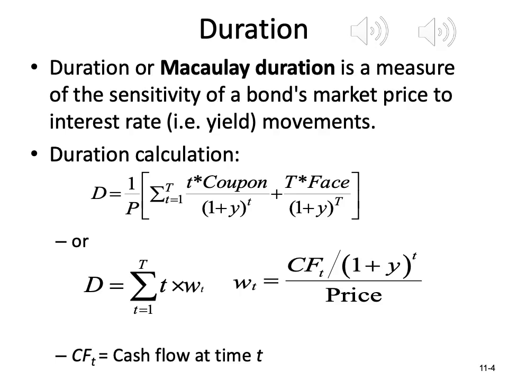The Macaulay's duration calculation is rather complicated. D, the duration, or Macaulay's duration, is 1 over P times the discounted cash flow weighted time. So the duration is in the unit of time. If you want to take a closer look at this formula, duration D is actually the weighted average of time, while the weight here, W_t, is the discounted value of the cash flow over the total market price.